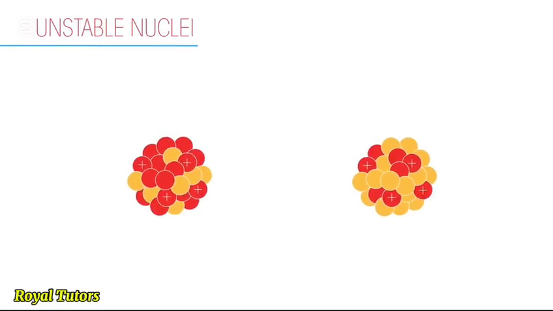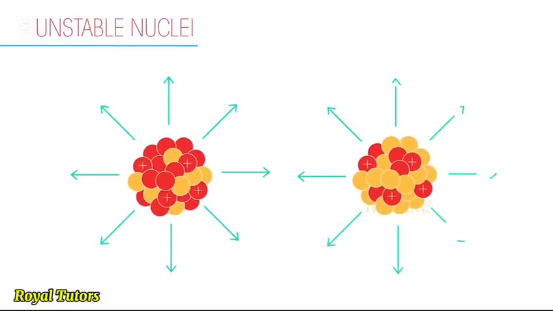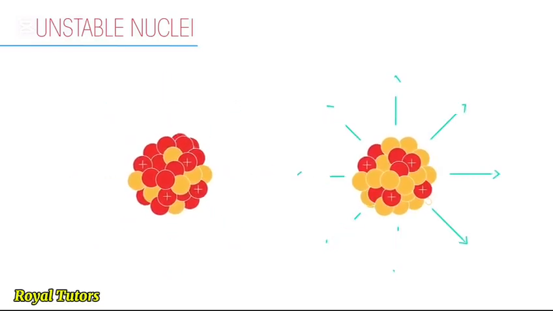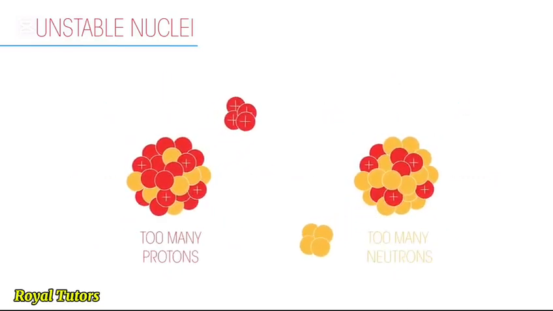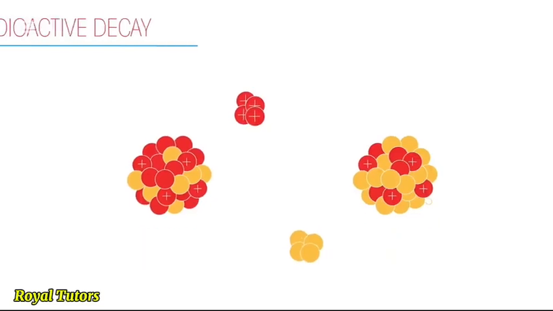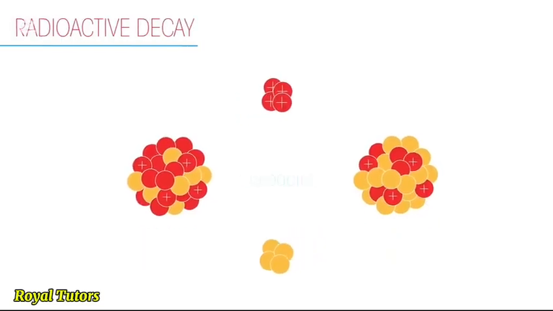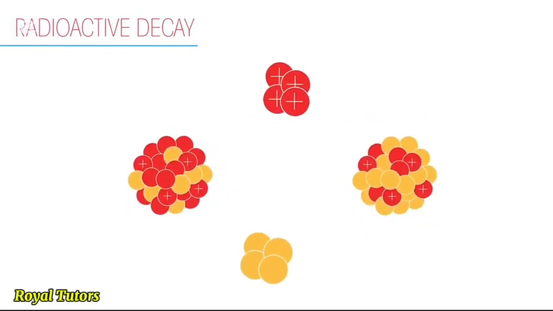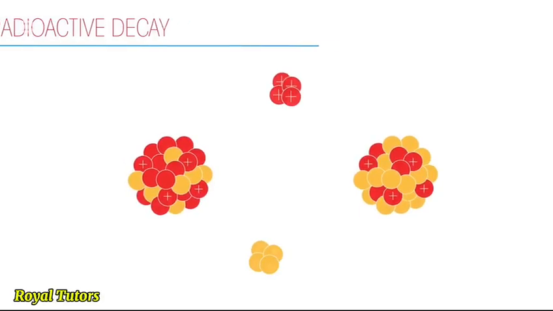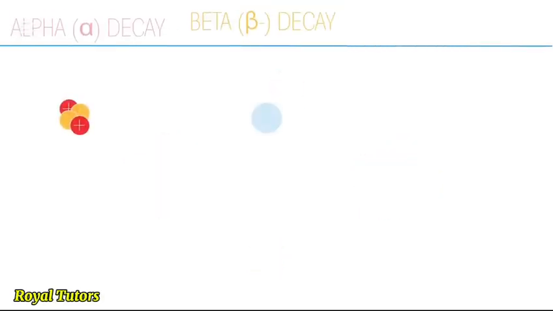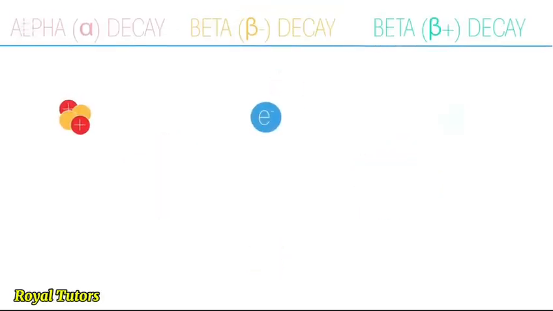Unstable nuclei either have too many protons or too many neutrons, upsetting the strong nuclear forces. Unstable nuclei try to balance themselves by giving off the excess protons or neutrons. This is radioactive decay. Unstable nuclei are radioactive and emit radiation. There are three types of decay. We have alpha decay, beta decay minus, and beta decay plus.